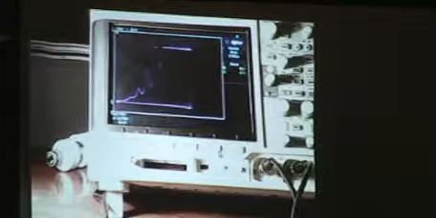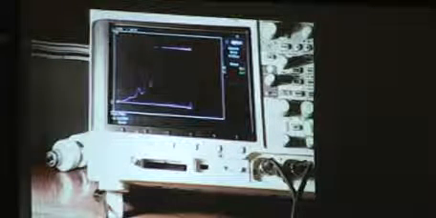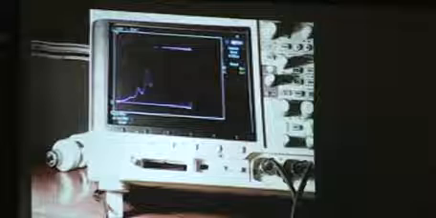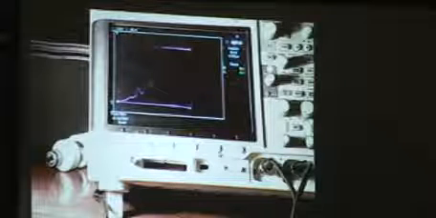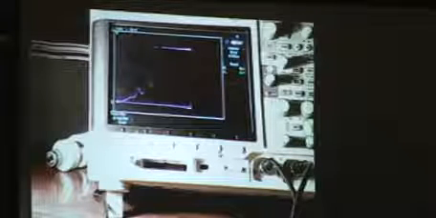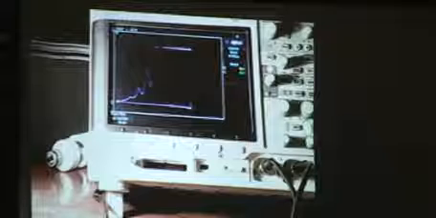And what's going to happen if I increase or decrease the anode voltage? What will happen if I change the anode voltage? Can someone tell me? More peaks or less peaks if I decrease the anode voltage.